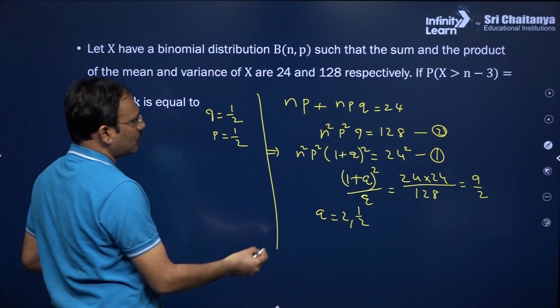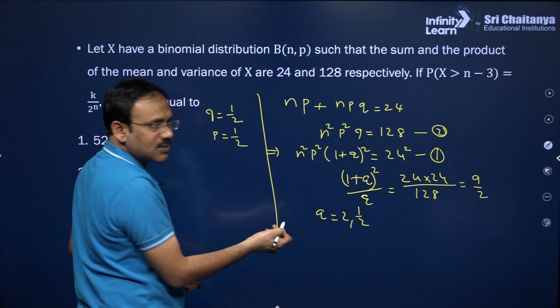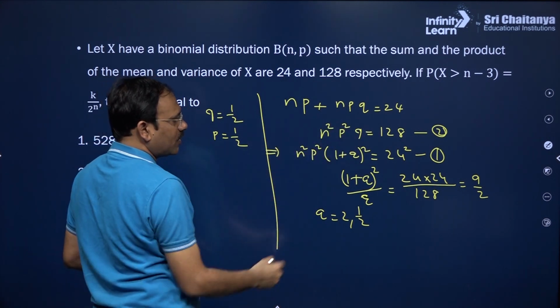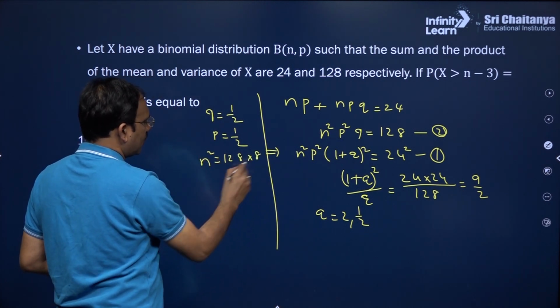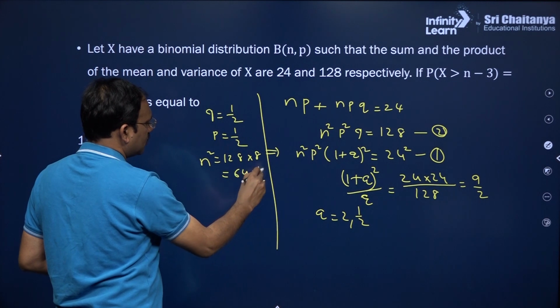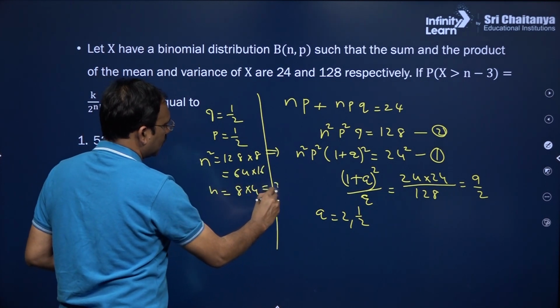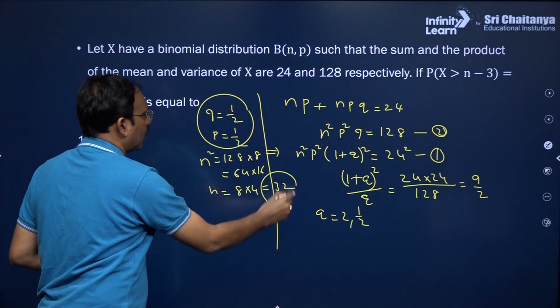Now, you can substitute in any of the equations. Here you can put p square is 1 by 4 into 1 by 2, 1 by 8, 128 into 8, n square is equal to 128 into 8, which is 64 into 16, n is going to be 8 into 4, 32, my dear friends. Now you know p, q and n also.